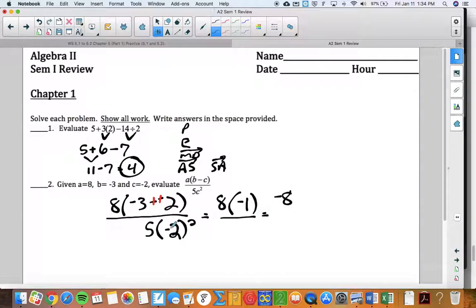On the bottom, what I need to do first is the exponents. So I have negative 2 squared, which is, careful, a positive 4. Negative 2 times itself. Negative 2 times negative 2 is positive 4. On the bottom, I get 20. Now I can divide both of these by 4. So my best answer, and the answer that will be on the multiple choice final, is negative 2/5.